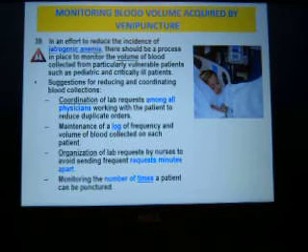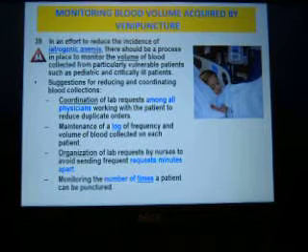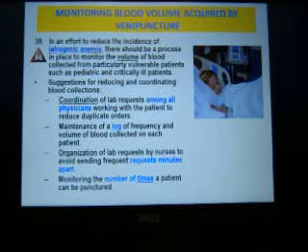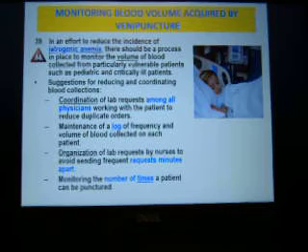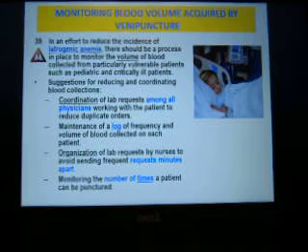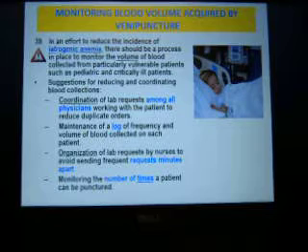Okay, so suggestions for reducing and coordinating blood collection. Coordination of lab requests among all physicians working with the patient to reduce duplicate orders. Speak up if you for one second think this is a duplicate order or they're ordering too many of these for whatever reason. It never hurts to communicate with that nurse to make sure that everything's on the up and up. If something seems odd to you, never feel frightened to respectfully voice your opinion about it.